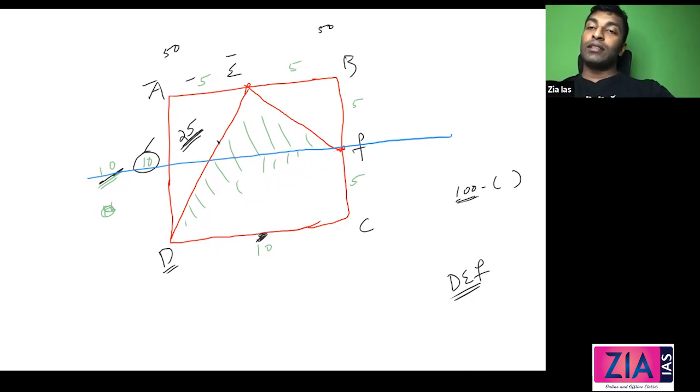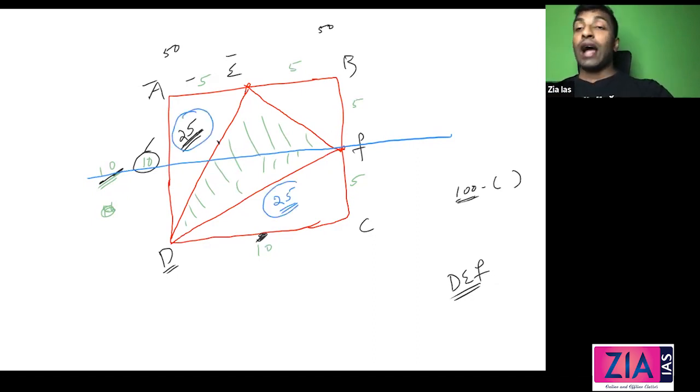Now tell me, what is this line for this rectangle? This is a diagonal. So what will the diagonal do? Divide equally. So this portion is also 25. So this triangle is 25, and the outer triangle I'm finding is also 25.